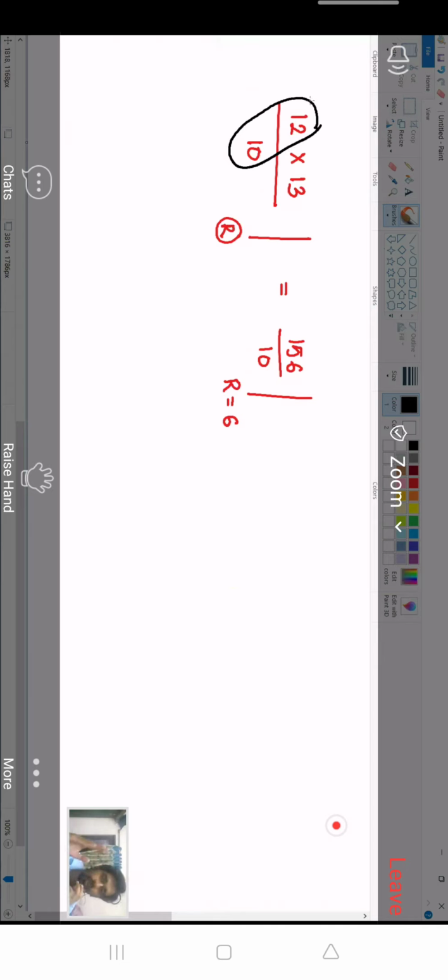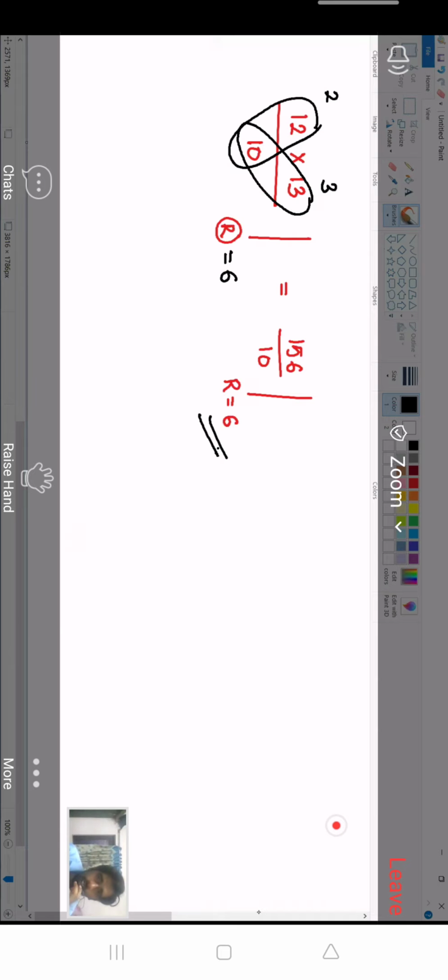That's what we said: a into b into c divided by k, you can go with the a by k, b by k and c by k individual remainders. 12 by 10, what is the remainder? The remainder is 2. 13 by 10, what is the remainder? The remainder is 3. What is 2 into 3? 2 into 3 is going to be 6. So we can say the remainder of the entire expression is going to be 6 here.